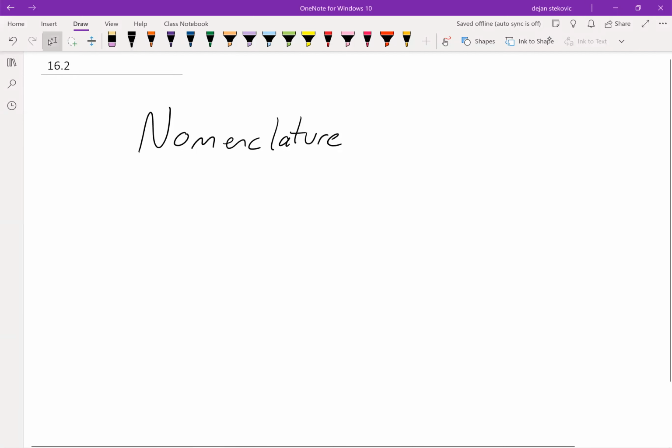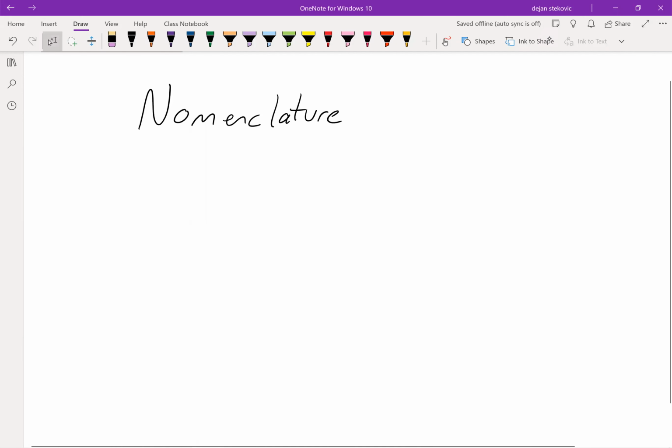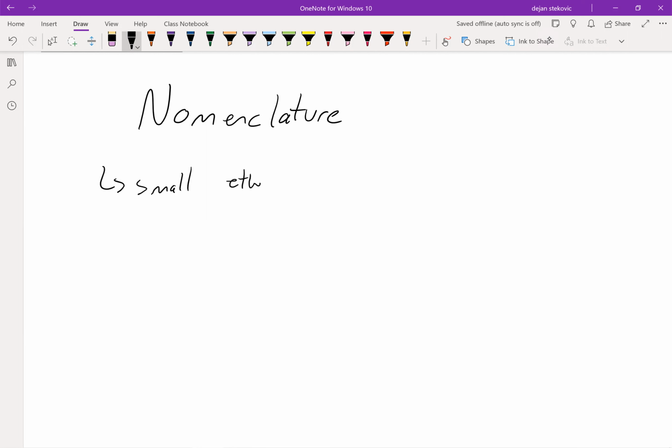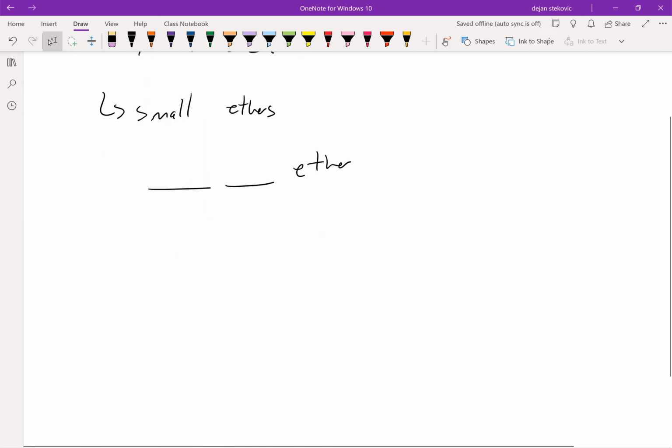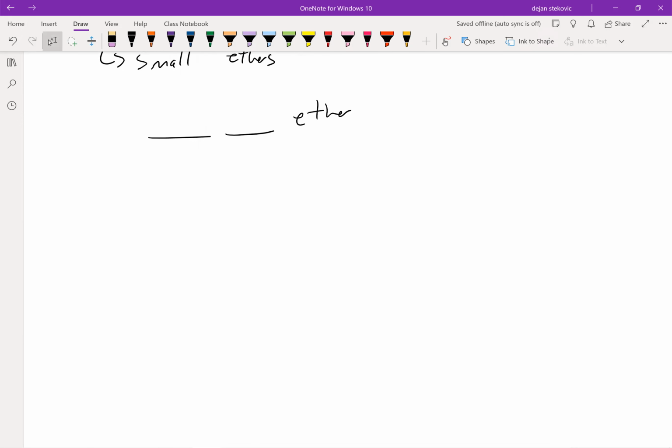All right, let's take a look at how we name ethers, and it depends on the size of the molecule. When we've got a small molecule or small ethers, they get the name of blank blank ether, similar to our alkynes or our acetylenes. So for example, if we have this ether, on one side we have a methyl, on the other side we have an ethyl.